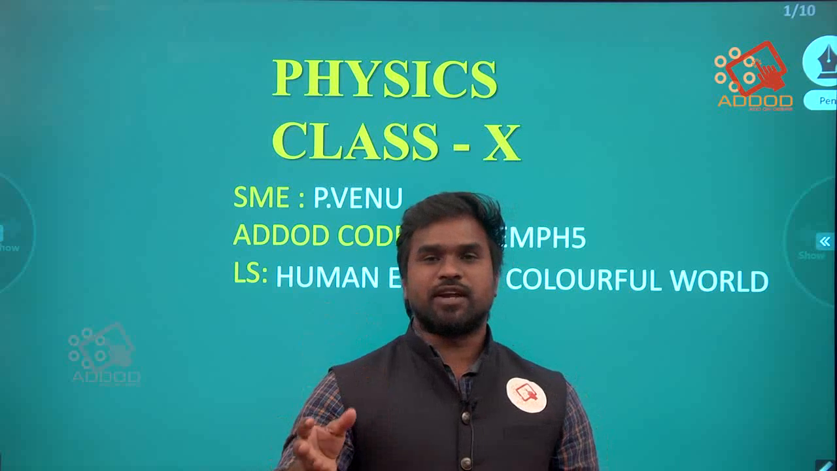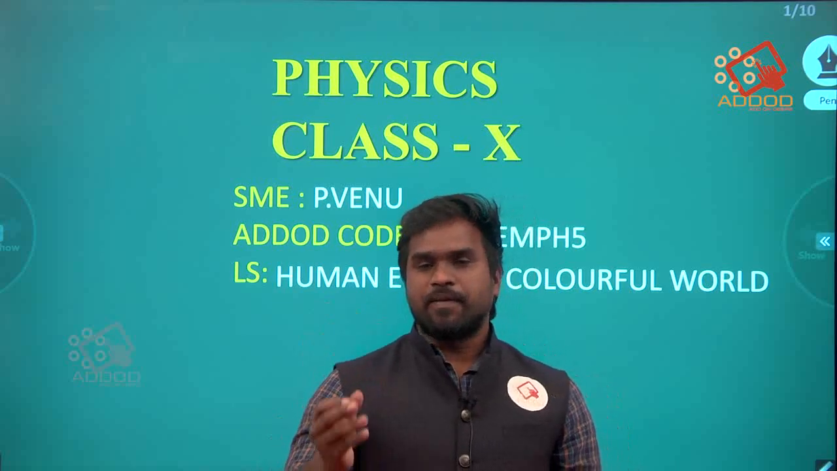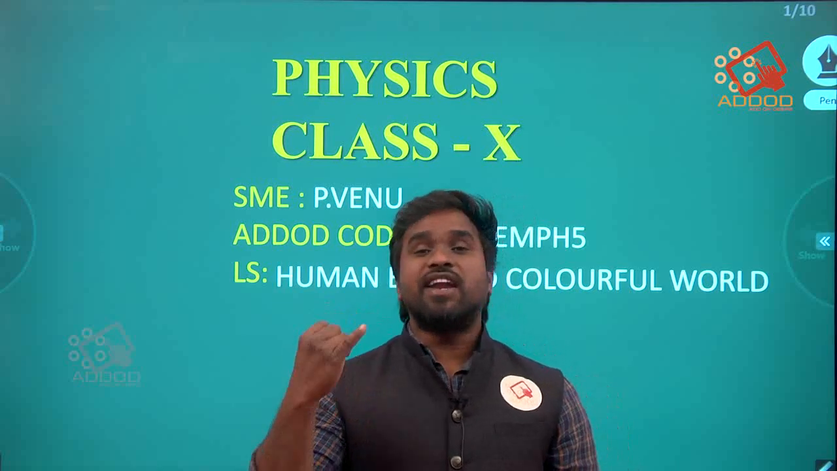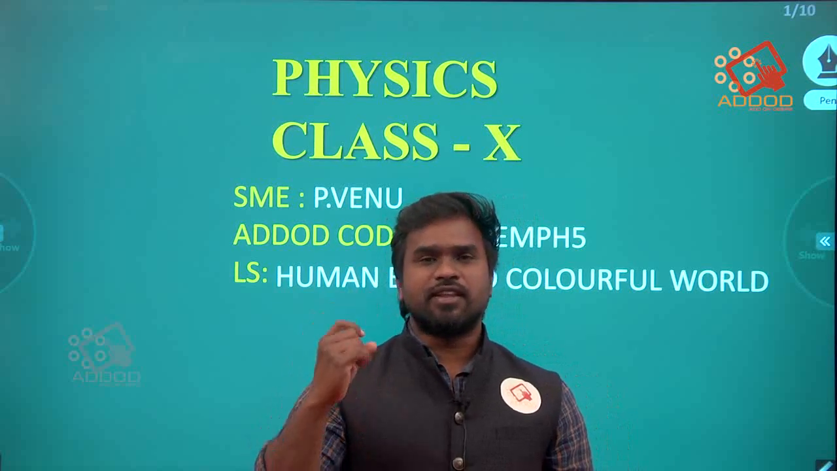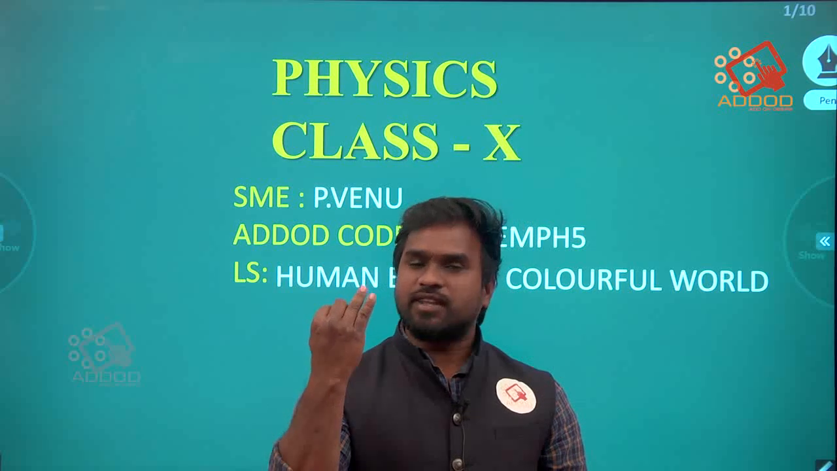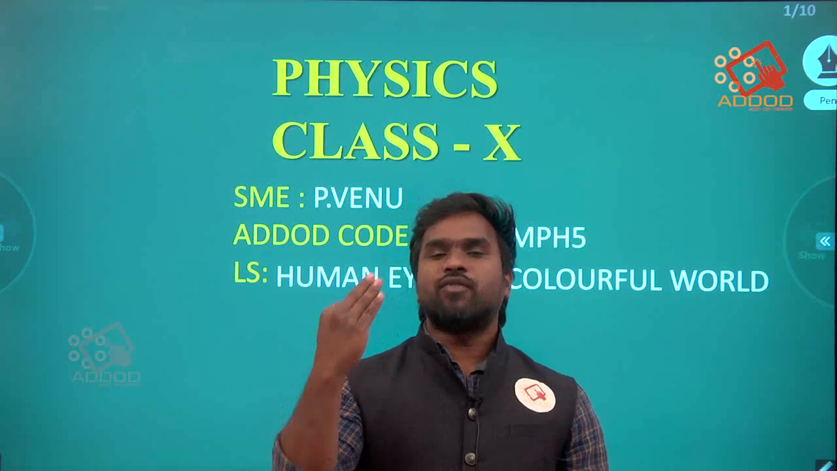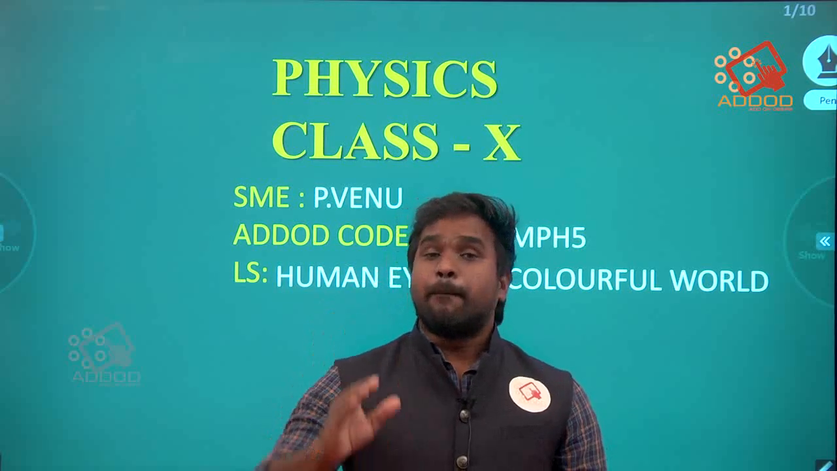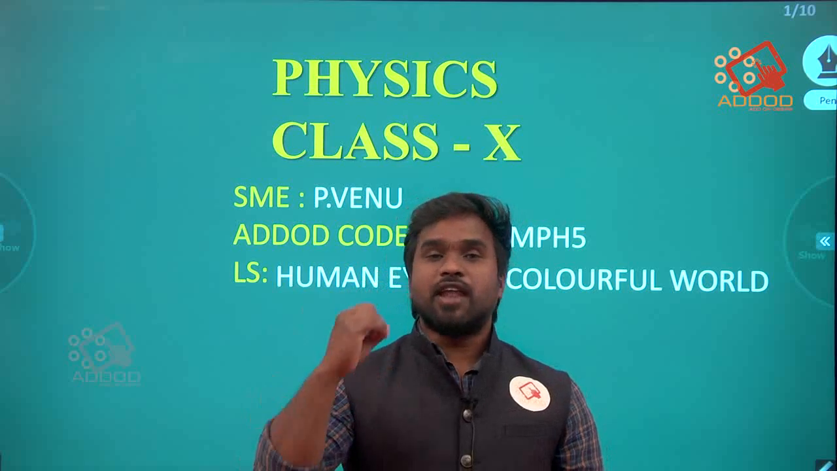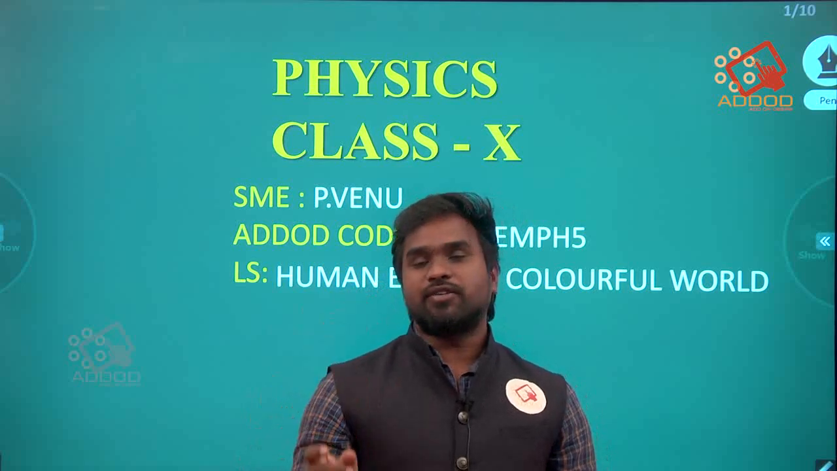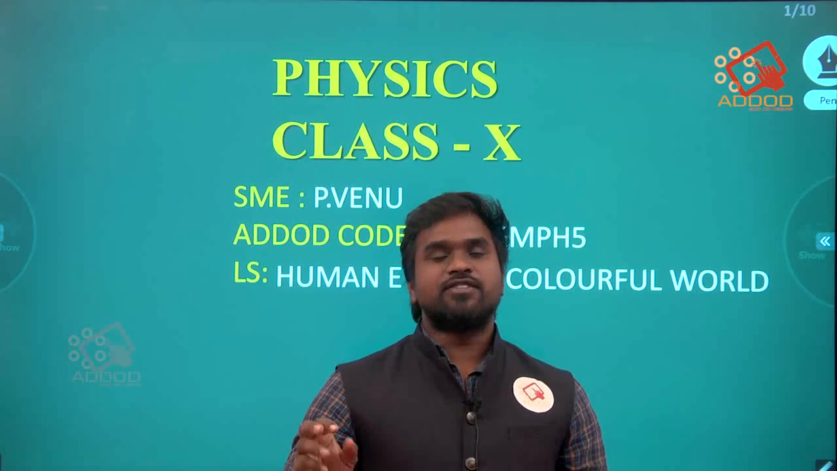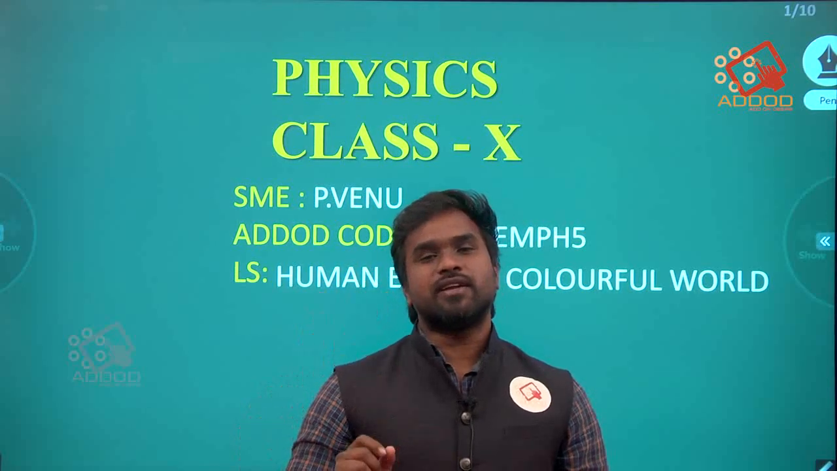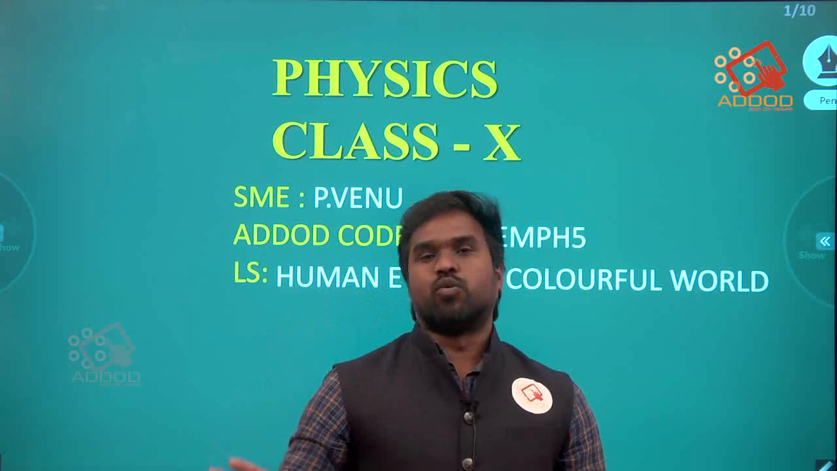The first important question is based on eye defects. Based on eye defects, there are three terminologies: the first one is myopia, the second one is hypermetropia, the third one is presbyopia. Based on dispersion, there are lab activities and a very important question, the formation of a rainbow. And based on scattering, there is one important question: why the sky appears blue.